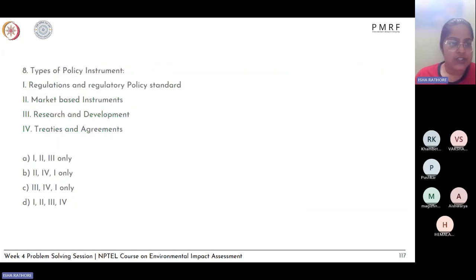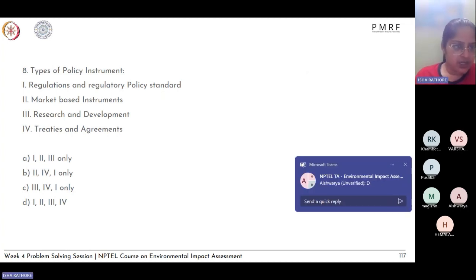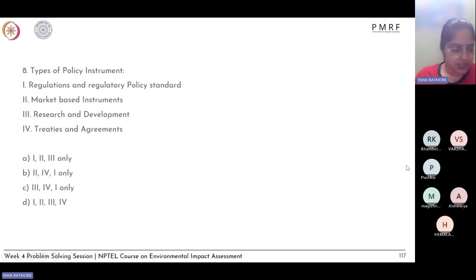Moving on to the next question. So the types of policy instrument are one, regulations and regulatory policy standard, two, market-based instruments, three, research and development, and four, treaties and agreements. So which of these are the types of policy instruments? Okay, so we have a lot of D's coming in again. So again, D is the correct answer. So all of these are the type of policy instruments which can be used for implementing the policies. So D, that is all of these are the correct answer.